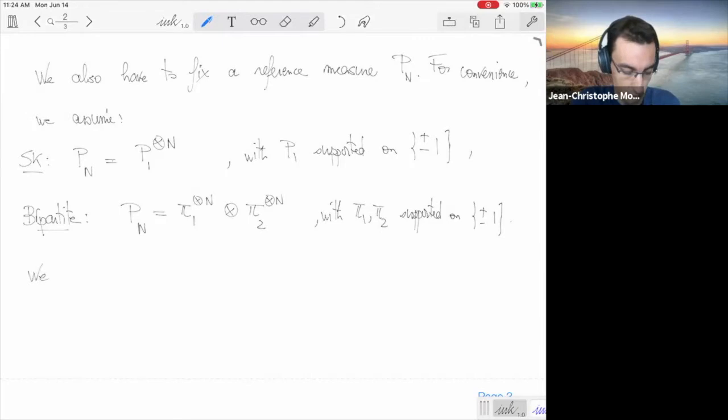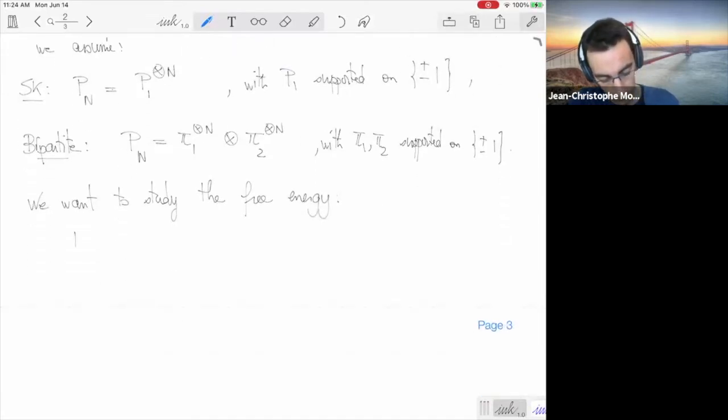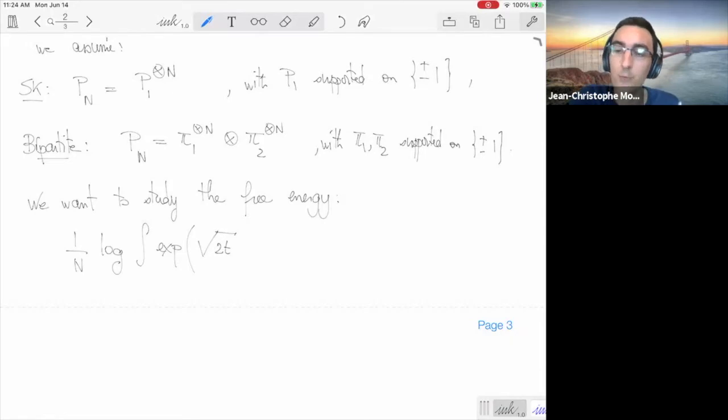So we want to study the following free energy. We construct it as usual, 1 over n, the log of the integral of the exponential of the energy function. And Hn of sigma is a Gaussian, so as with statistical inference, I'm going to enjoy rescaling it by square root of t. Okay, and I put a 2 for aesthetics, but that's not important.